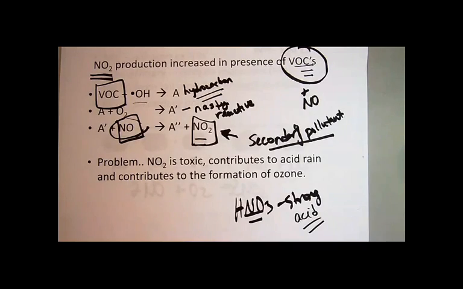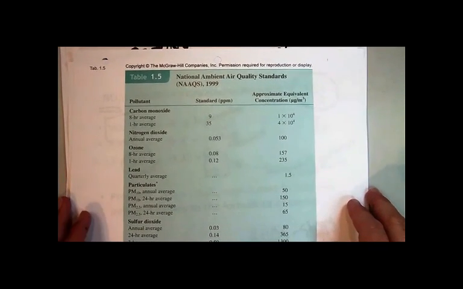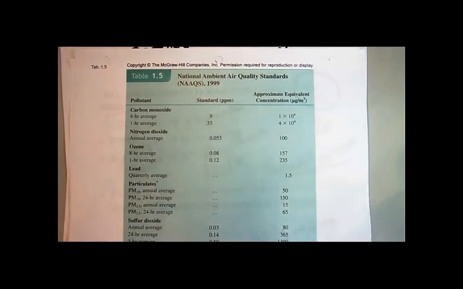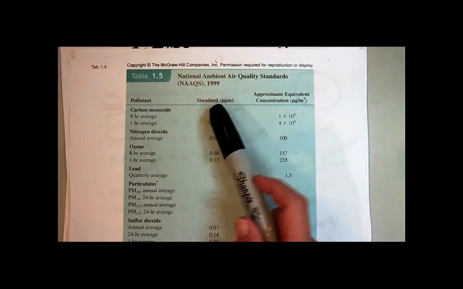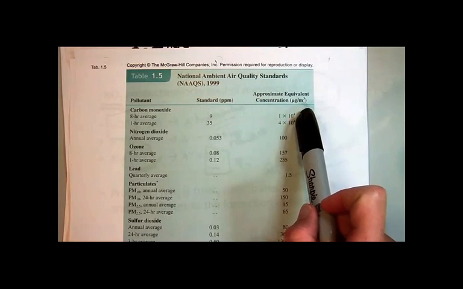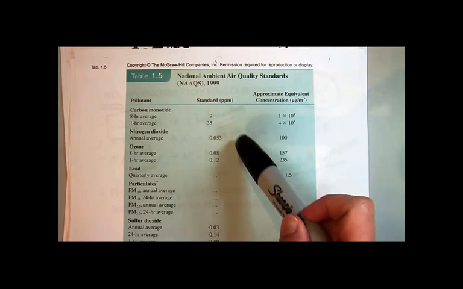Now, how nasty is nasty? Here's this table again. I think I showed it to you in one of the earlier lectures when I was pointing out the fact that there's such a thing as pollutants and they exist. We can look at them using concentration, either parts per million or micrograms per cubic meter. And these are quality standards.